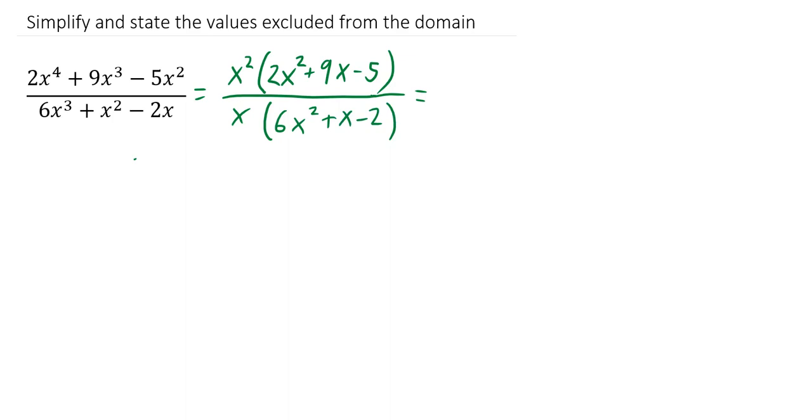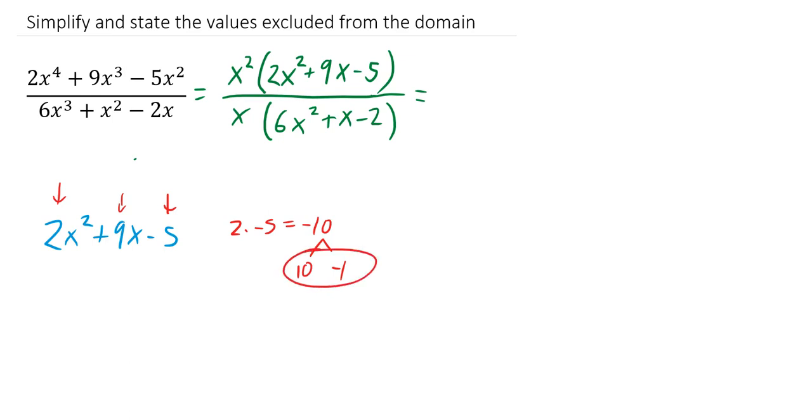I'm going to just go to the side of my paper and think about how 2x squared plus 9x minus 5 will factor. I'll factor that by doing 2 times negative 5 equals negative 10, and I look for things that multiply to negative 10 and add up to positive 9. So that's going to be 10 and negative 1. I use those numbers to rewrite my expression as 2x squared, positive 10x, minus 1x. I replace 9x with positive 10x and minus 1x.